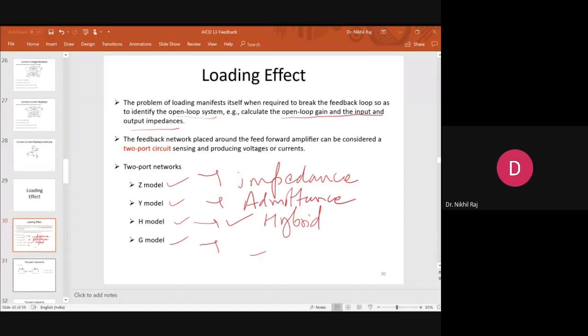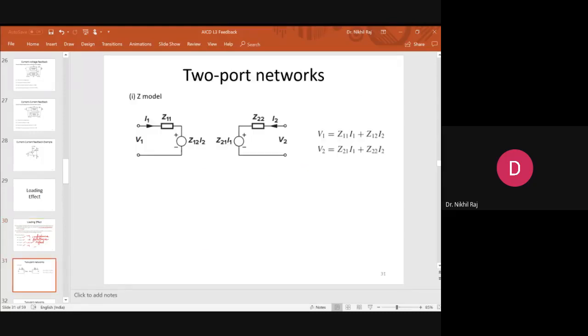So very quickly we'll see all these models, and then we'll identify which model our beta network should follow among all these, so that it can have very less loading effect on the amplifiers. So that's why we need to study these models. The first network is your two port. In the first two port network, first we'll study about Z model. So Z model is your impedance model.